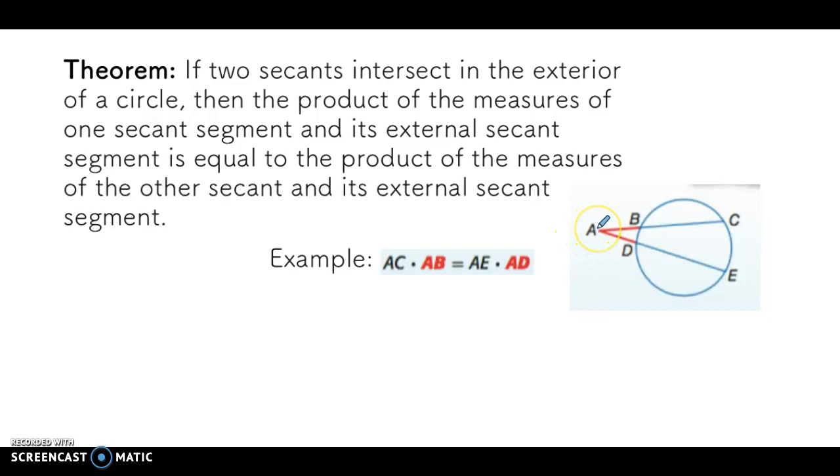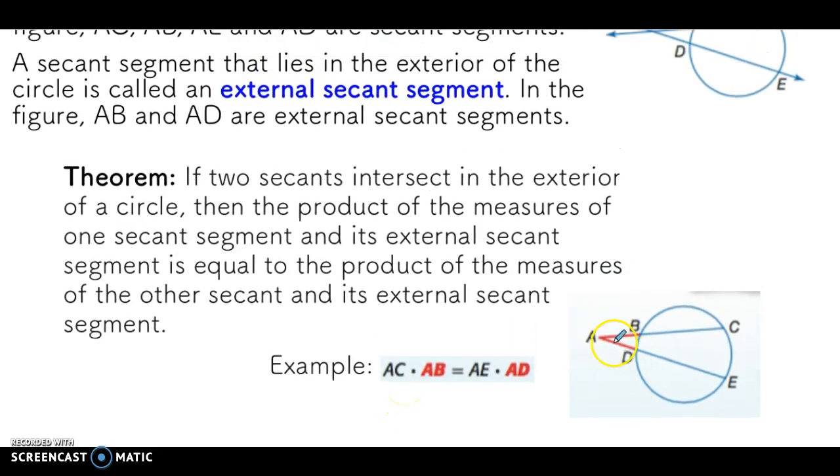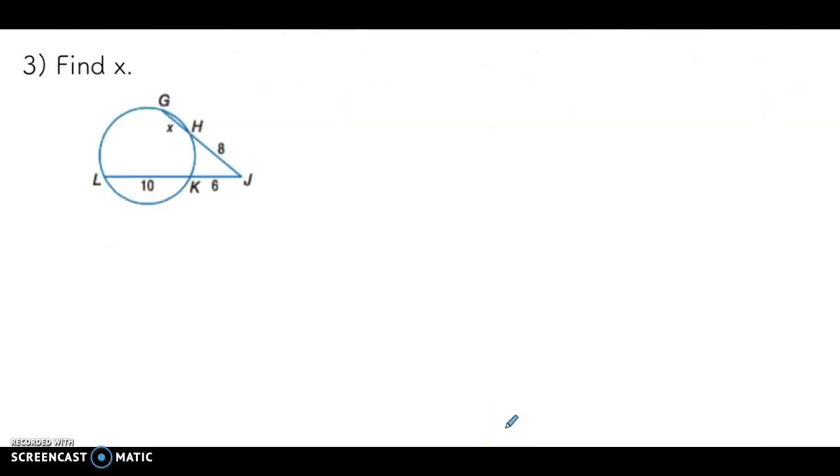So what this theorem states is that if I take this entire secant segment AC and multiply it times its external measure, so AC times the external part AB, that is going to be equal to AE times its external measure AD. So you're taking the entire segment, multiplying it by the external part of the segment, and then the same thing here. This is going to help us find measures outside of our circle as well. And remember, this is only for secants that intersect outside of the circle.